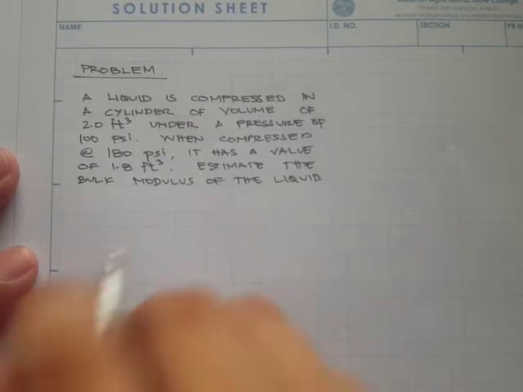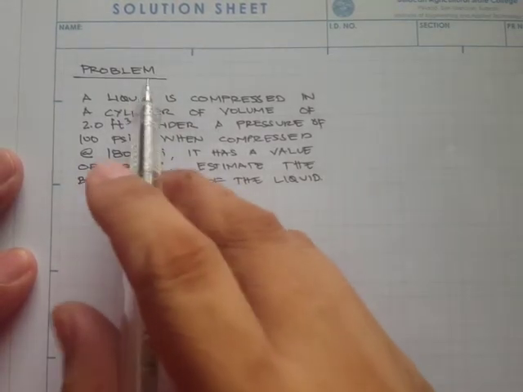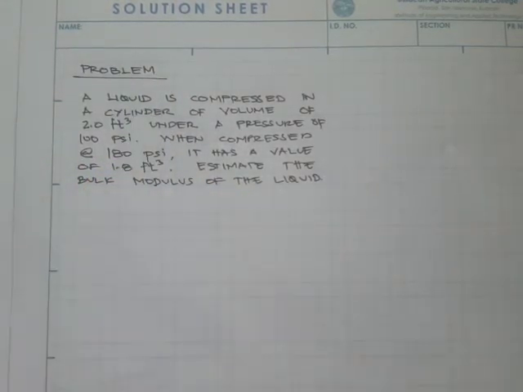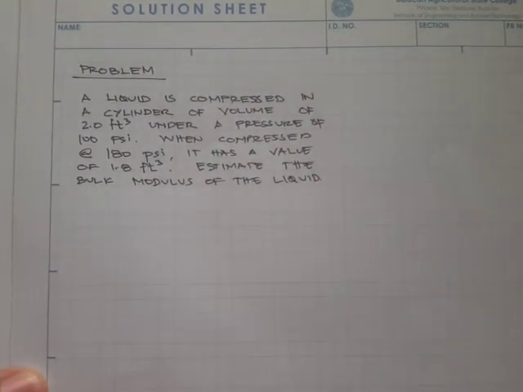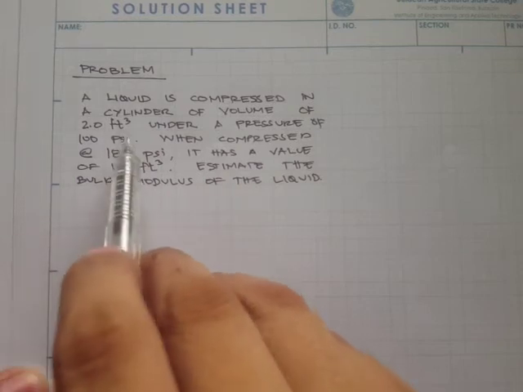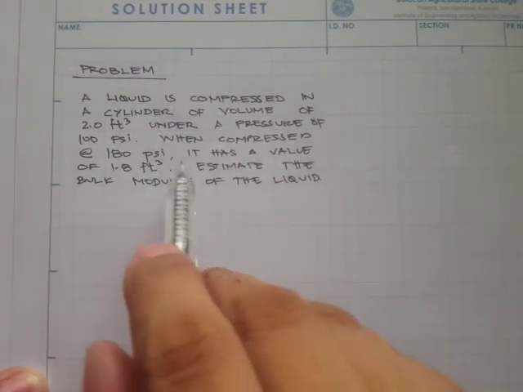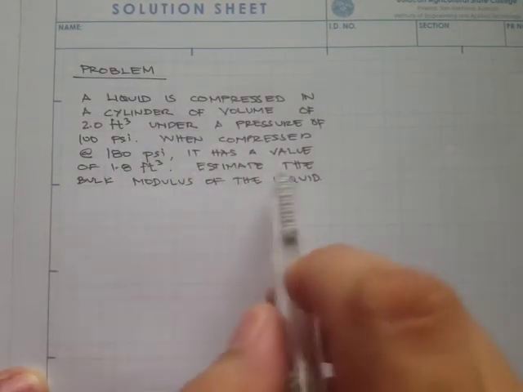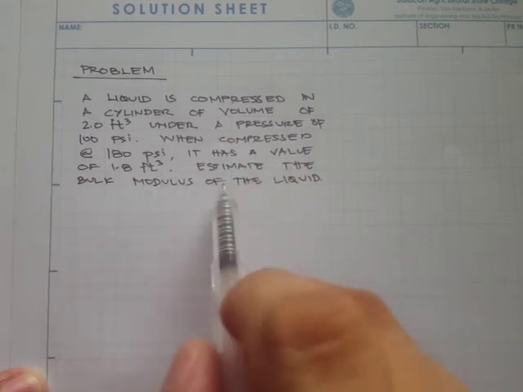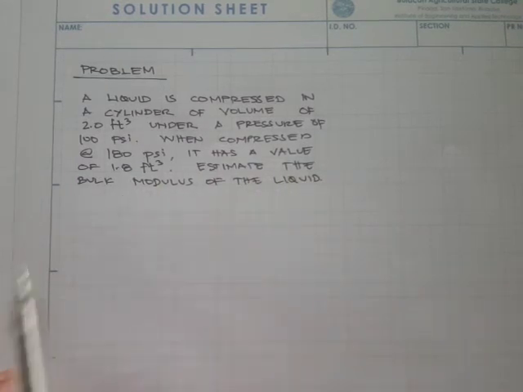Now let's do our last problem for compressibility. Okay, a liquid is compressed in a cylinder of a volume of 2.0 feet cube under a pressure of 100 psi. When compressed at 180 psi, it has a volume of 1.8 feet cube. Estimate the bulk modulus of the liquid.